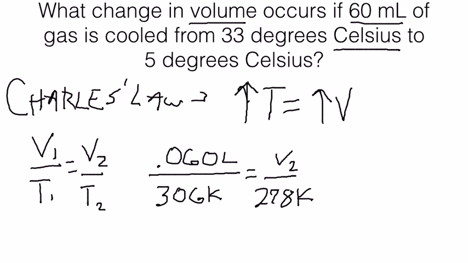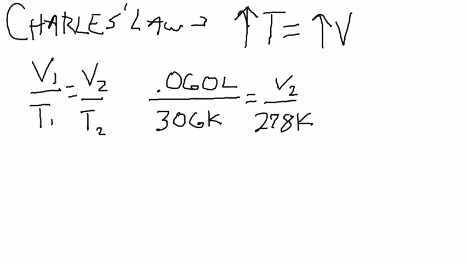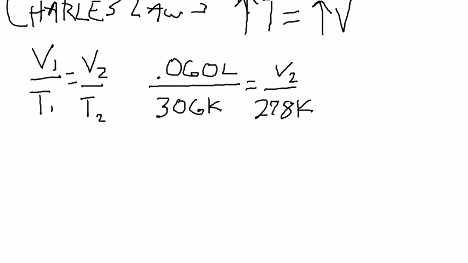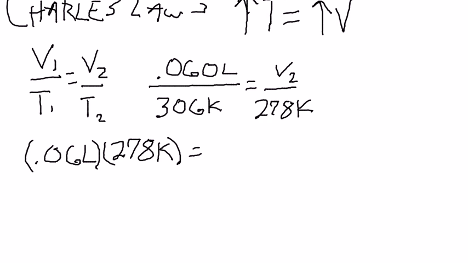So here's our work. We need to organize this a little better. So let's set it up as a proportion where we're just going to cross multiply the numerator of one side by the denominator of the other. And so if we rearrange this equation, it's going to become 0.06 liters times 278 Kelvin is equal to 306 Kelvin times the final volume.